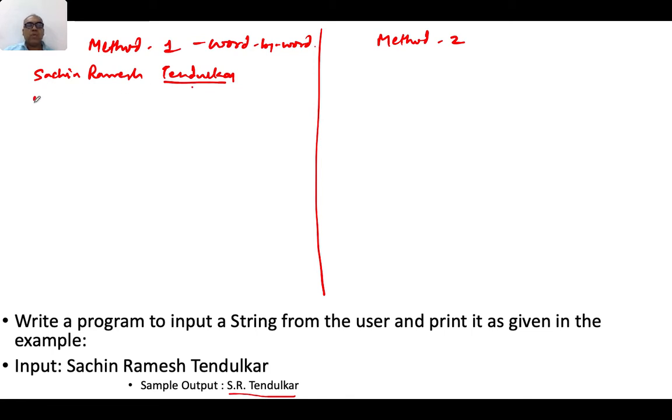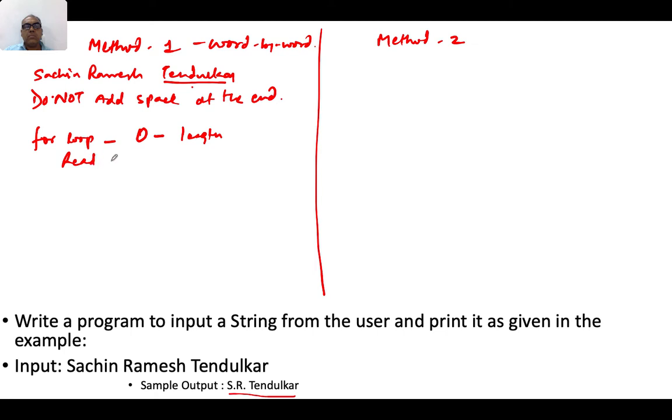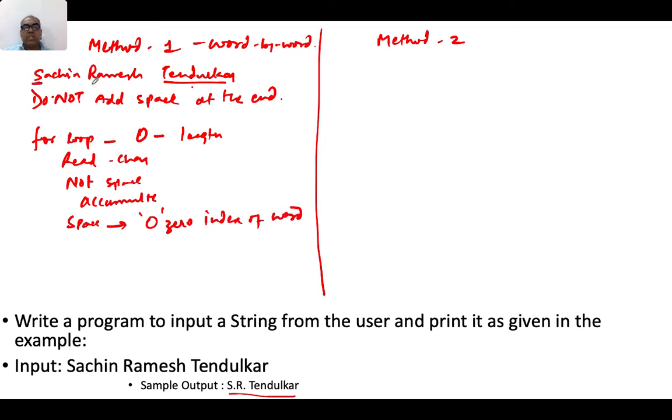So I am writing here, do not add a space now at the end. But you are going to start now using a for loop. Read from 0 to length. We'll read each character which is not a space, and you accumulate them. Once a space is found, then you take the 0 index of the word. So first time Sachin 0 index, Ramesh 0 index.